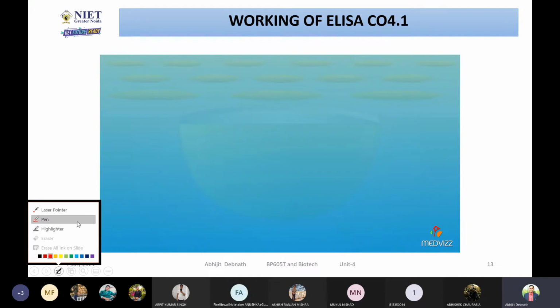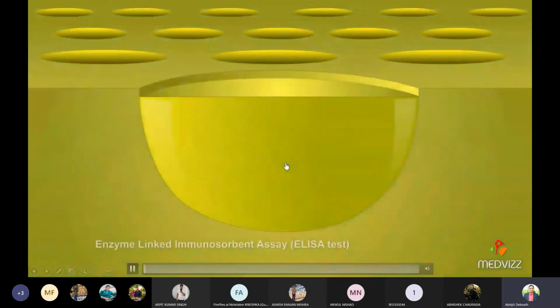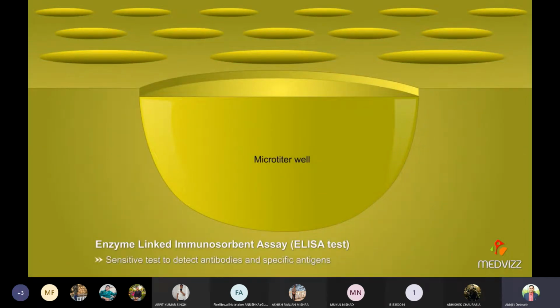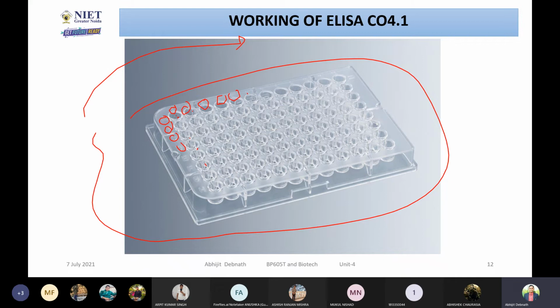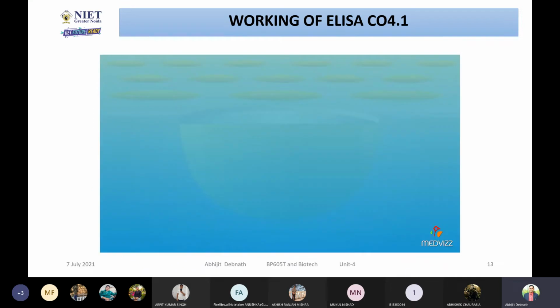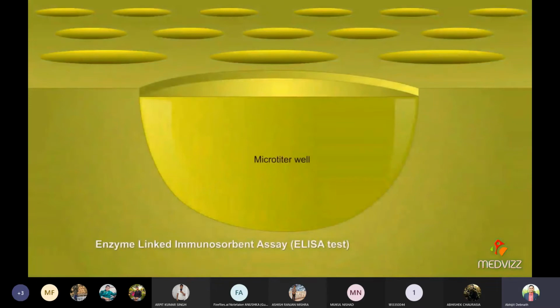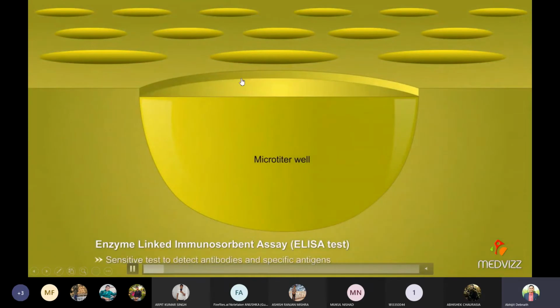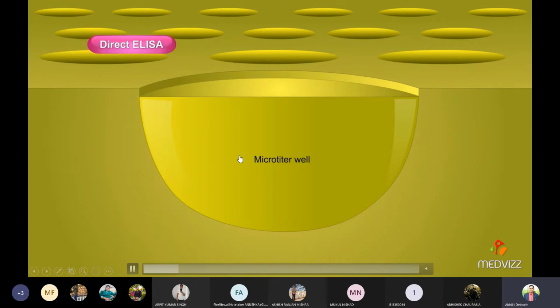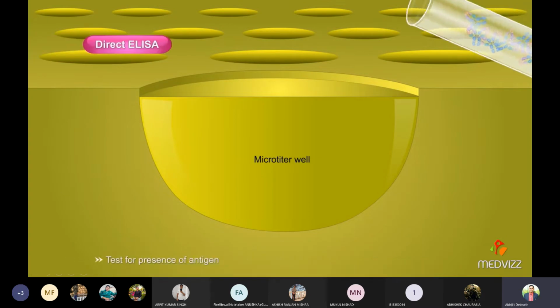There are two different types of doing ELISA. ELISA is the enzyme-linked immunosorbent assay. Whatever hole you are observing here, that hole is this. If we see it in cross section in very detail. Okay, so there are two different types. One is the direct ELISA, another is the indirect ELISA.